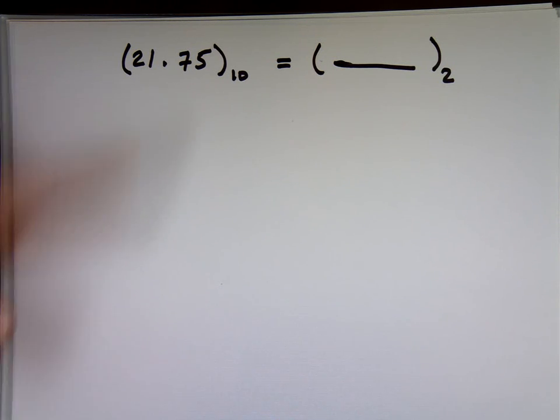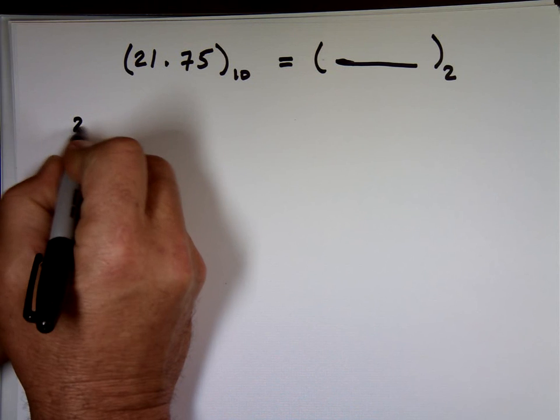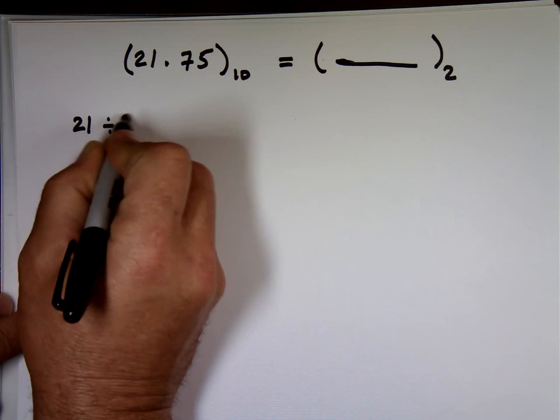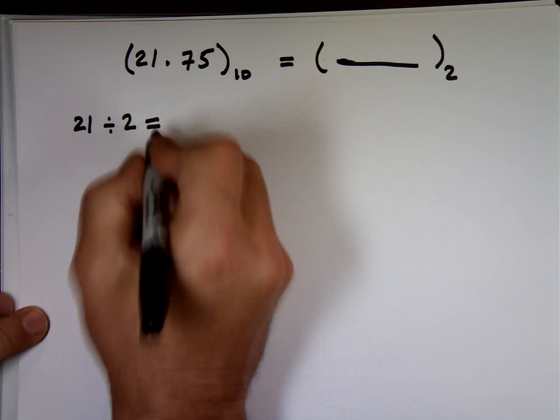So this is 21.75. Let's change that. Now we get two parts to deal with. We have the one on the left, we get the one on the right. The one on the left, straightforward. 21 divided by 2. It's 10. What's the remainder?